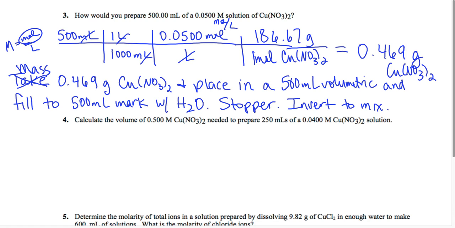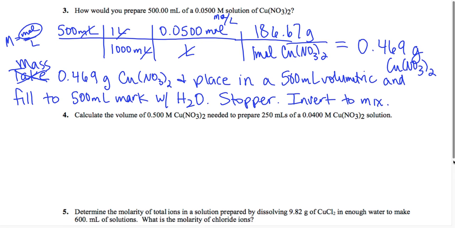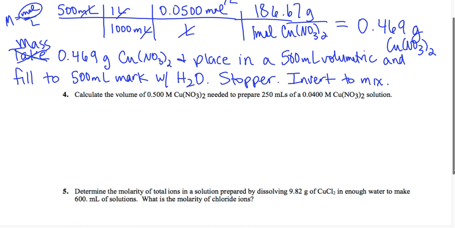So you can say put a certain amount of solid into a 500 ml flask, QS it, invert to stopper and mix. You can use that terminology and I'll be okay with it. All right, is that doable? All right, number 4.